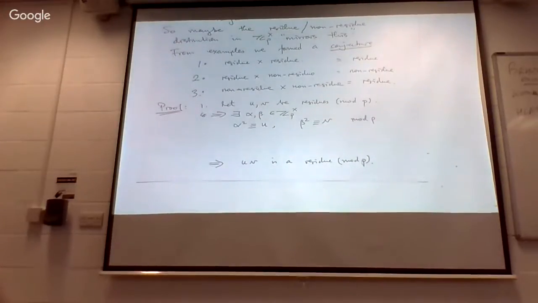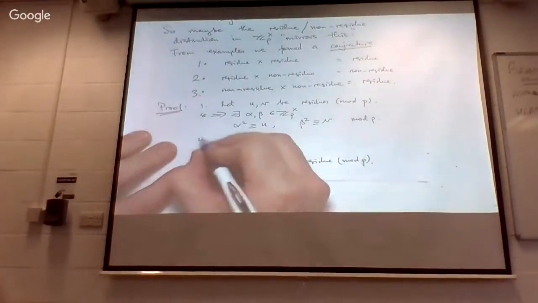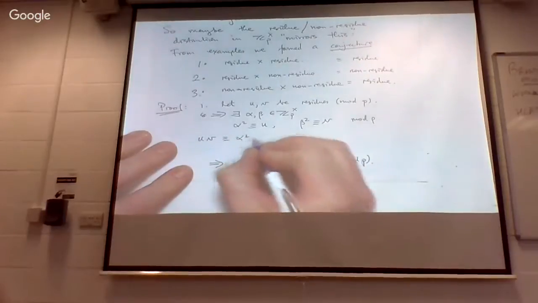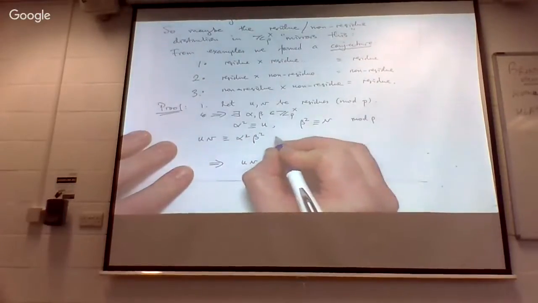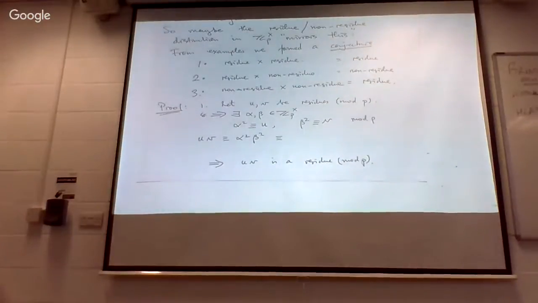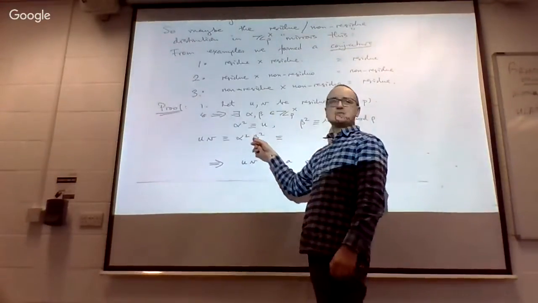So how do we know the product uv is a square? Alpha squared beta squared is congruent to something. Congruent to what? Has to be uv. Because uv is congruent to alpha squared, beta squared. Trivially, kind of to emphasize the point, we're not yet looking at the square of something. We're looking at two squares multiplied together.